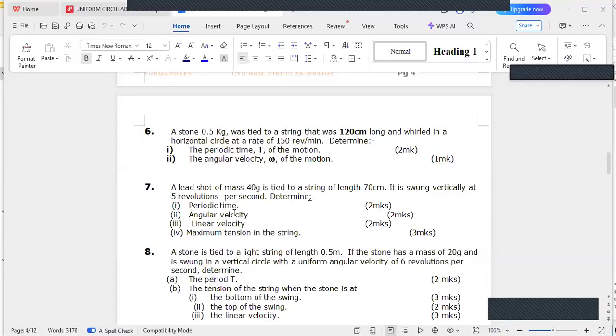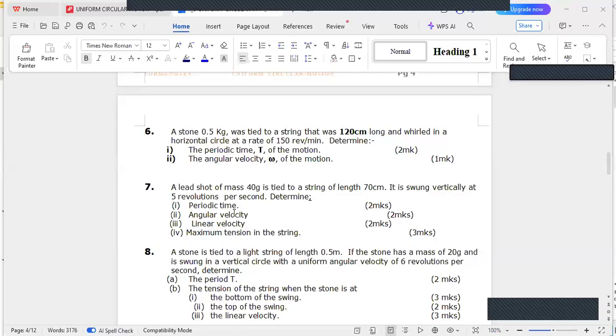Roman 3, linear velocity, v equals omega R. So our omega is 31.42. Our radius is 70 centimeters. Change to meters, that will be 0.7 meters. The answer is 21.99 meters per second.